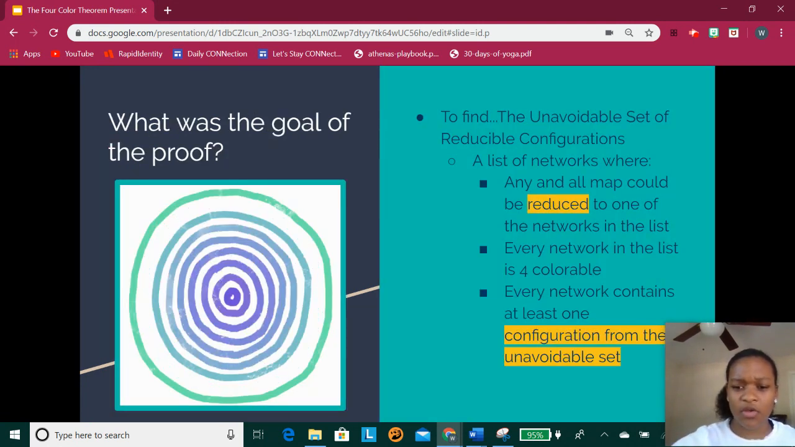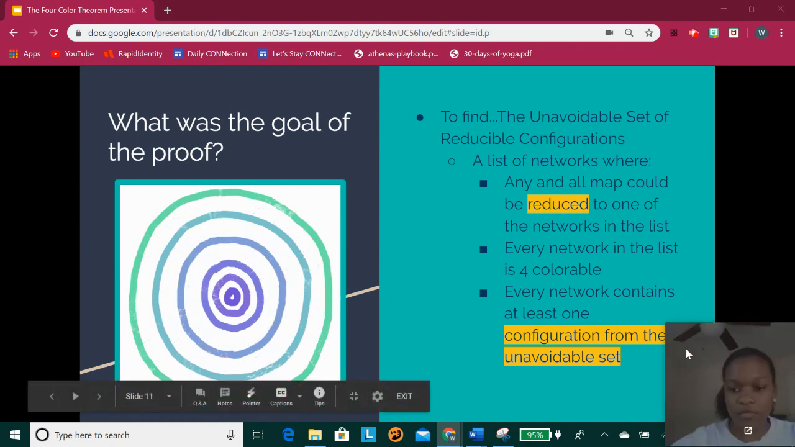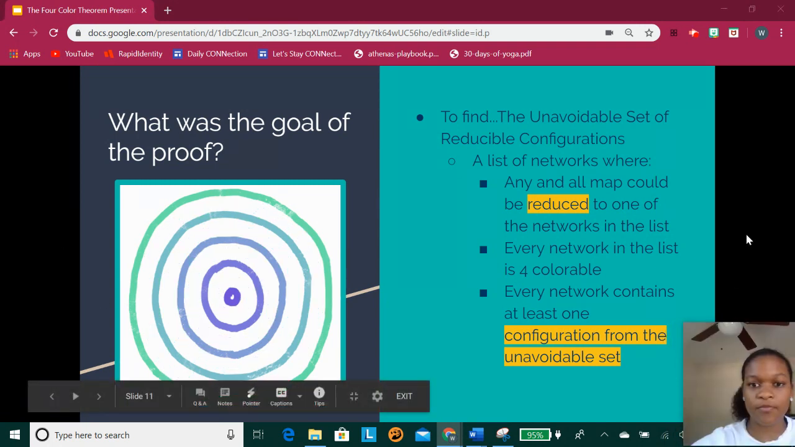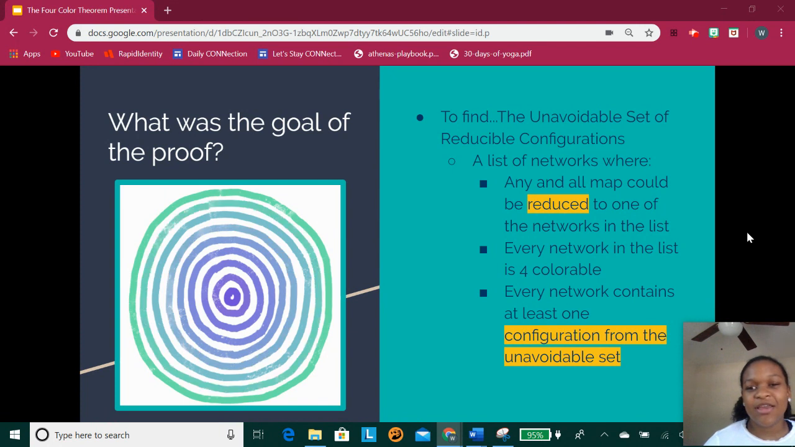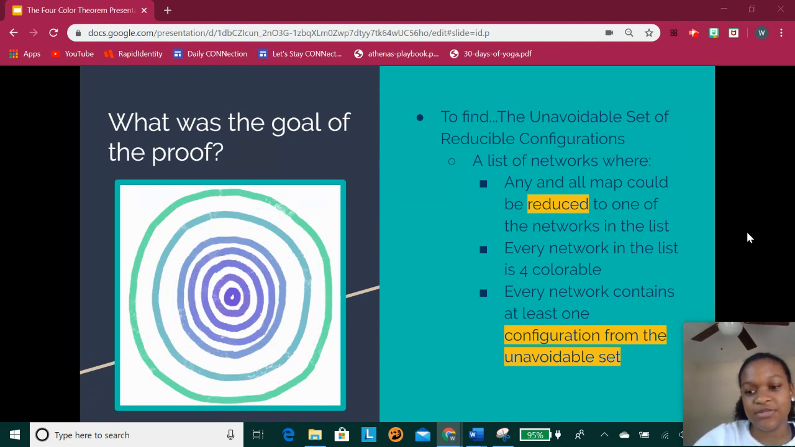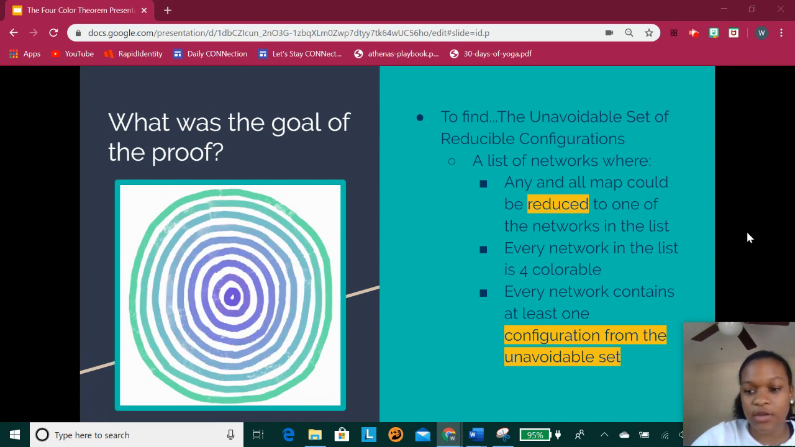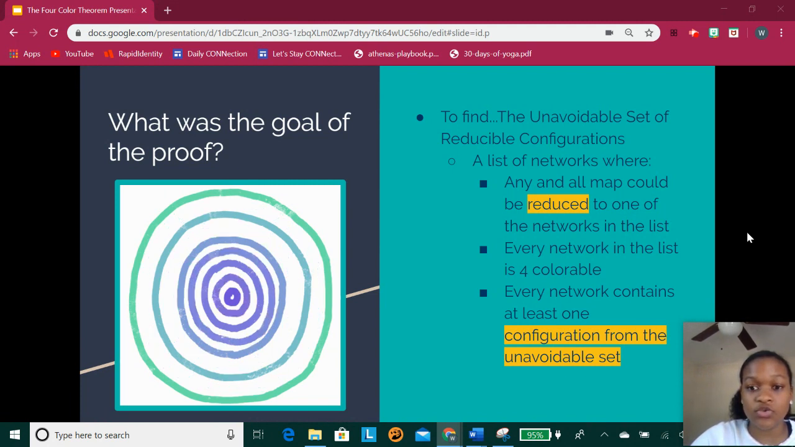So what was the goal of the proof? There we go. The goal or the target, as you can see in the visual, of the proof was to find the unavoidable set of reducible configurations. It's a mouthful, isn't it? The unavoidable set of reducible configurations is a list of those networks that I mentioned before where any and all maps could be reduced to one of the networks in the list.